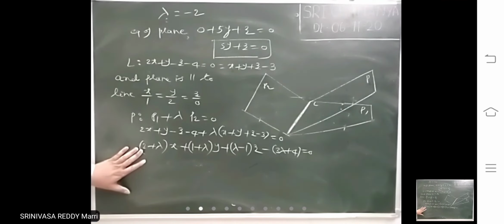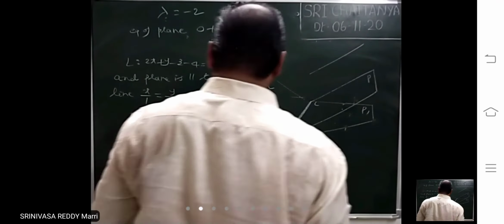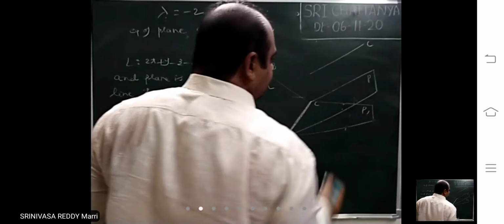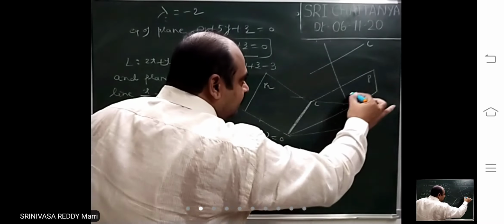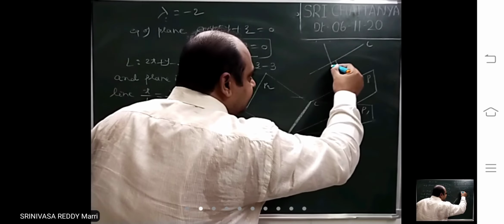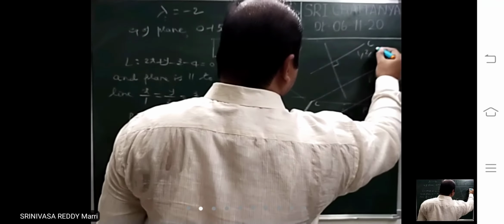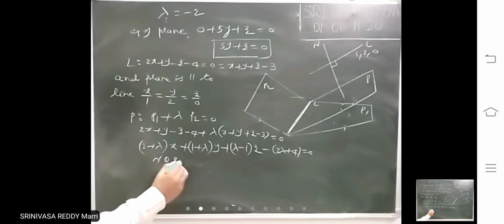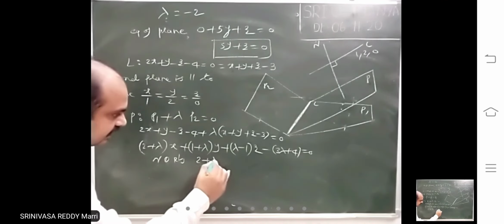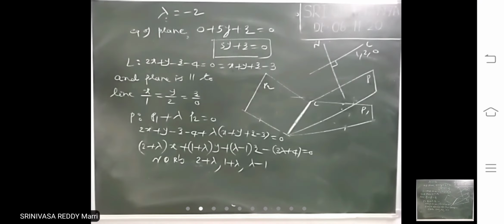For calculating lambda, what is the information given to you? Your required plane is parallel to this line. That means the normal to plane P will be perpendicular to this line. This line's DRs are 1, 2, 0. Normal DRs are 2 plus lambda, 1 plus lambda, lambda minus 1.